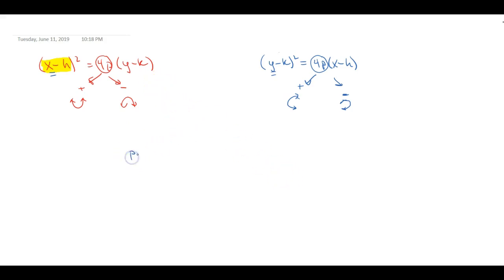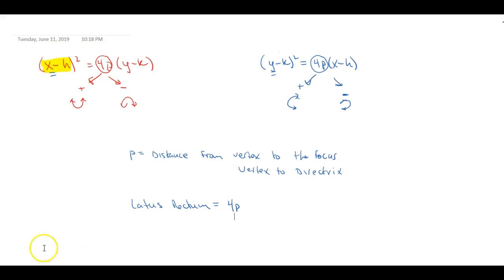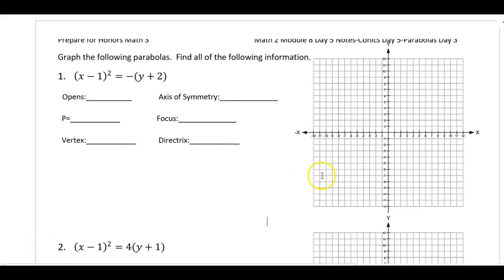Now remember, p is the distance from the vertex to the focus and the vertex to the directrix. And we're also going to use that concept of the length of the latus rectum, right? The latus rectum is always equal to 4p. Okay, and we're going to talk about that a little more here. Okay, so let's go back to the notes and do a couple of examples here.